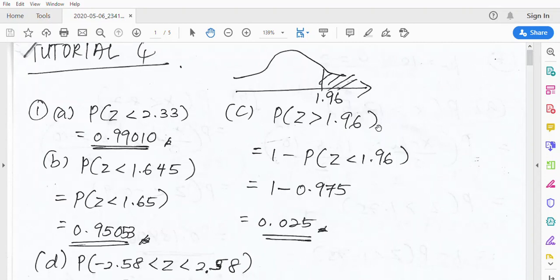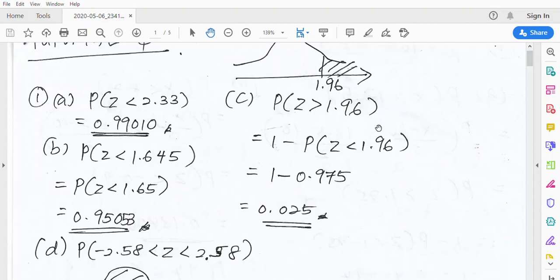Then for part c, it is a bit different. The z value is greater than 1.96. Since it is greater, we need to do 1 minus the probability below, because the table can only give the below value. So we just simply do 1 minus the probability of the below, and we will get the above one. So we will get the value 0.025.